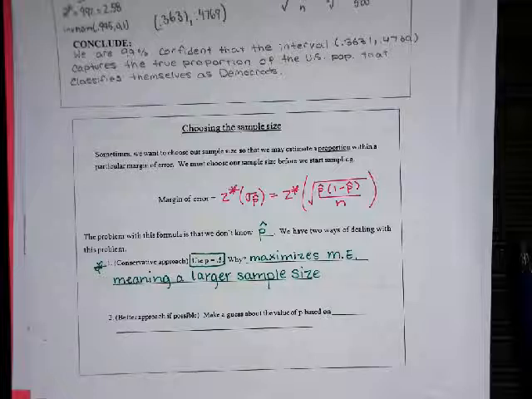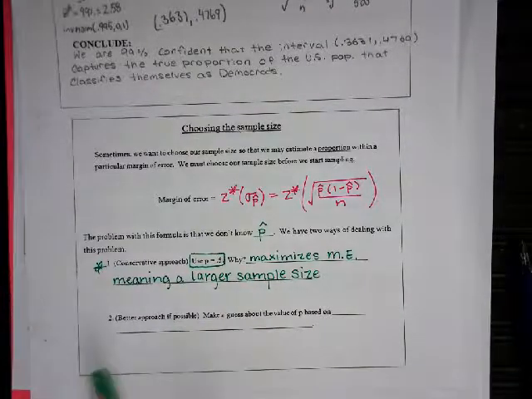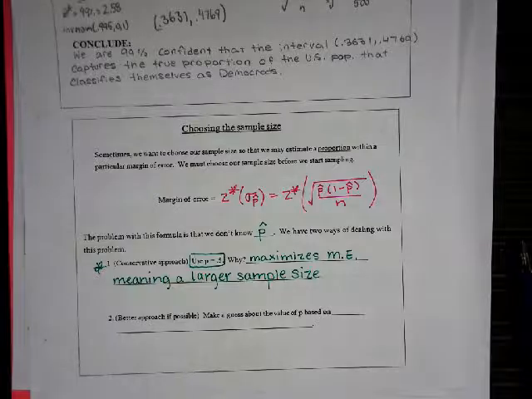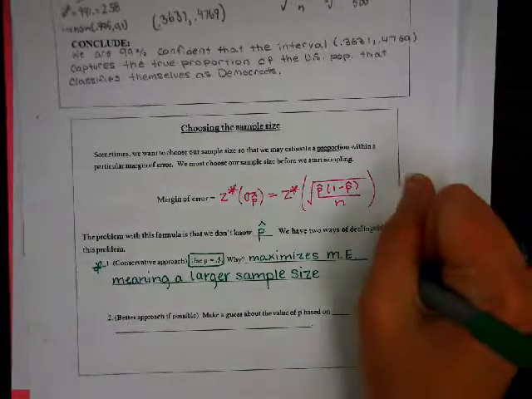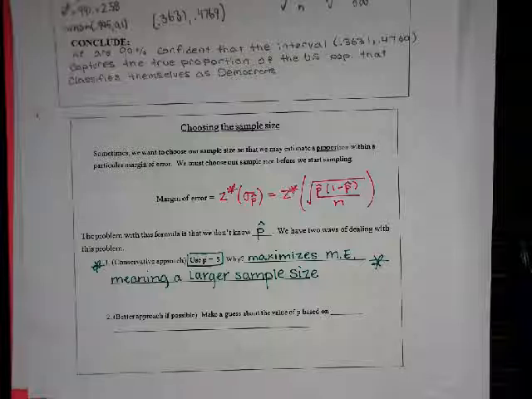The other approach, which technically is better but very rare, is if you can make a guess about the value of p based on a pilot study or some previous experience.